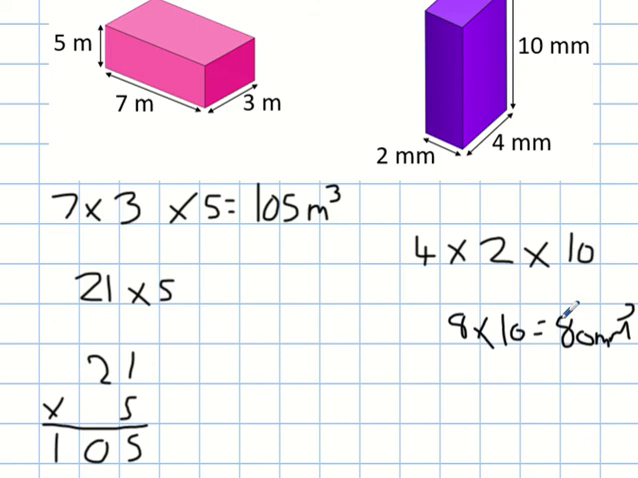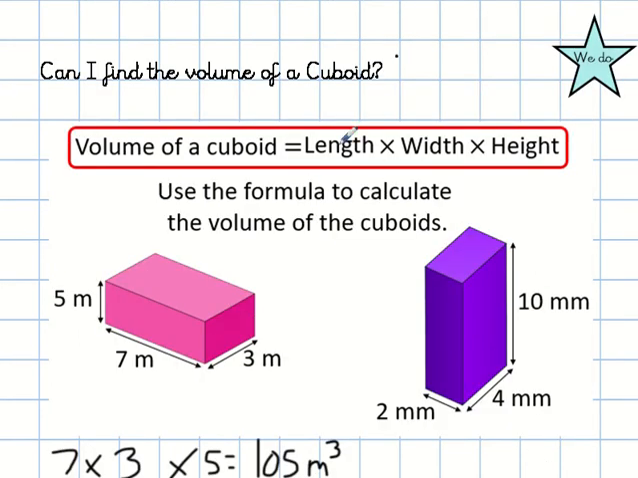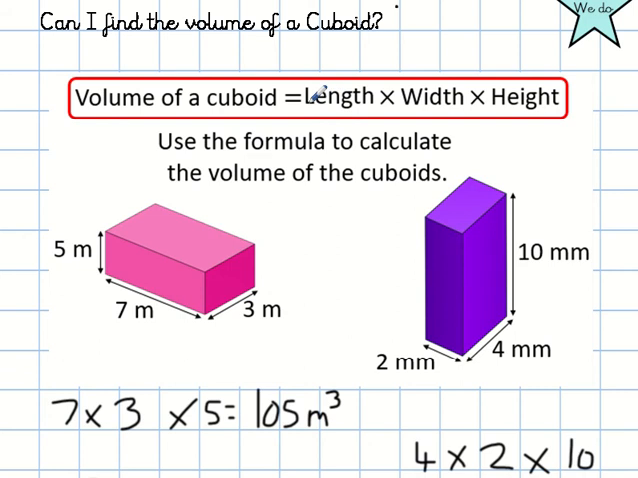So today what we're going to be doing is using this formula to work out the volume of different cuboids. Before you go, you're definitely going to need to learn this formula or have it written down so that when you come to the questions, you know how to work out the volume of these cuboids. You need to do the length, for example here it could be 7, times the width, which is 3, times the height, which is 5. So you're doing 7 times 3 times 5. Length times width times height.